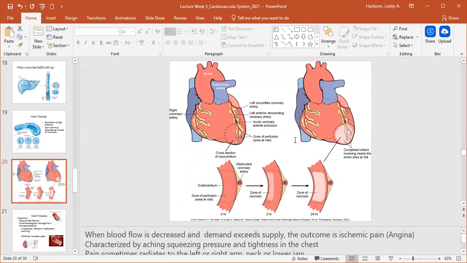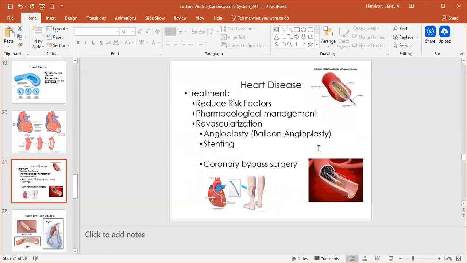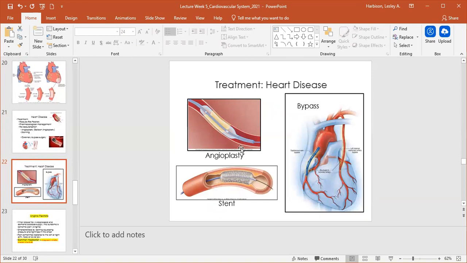This is just another schematic showing how if an area gets blocked or has reduced blood flow, it can start to die. And that's when somebody would have a cardiac event. For treatments: reducing risk factors, lifestyle changes, pharmacological management, and sometimes surgery is also a part of managing heart disease. Different kinds of treatment: angioplasty, placing of a stent, or a bypass, where they take a vein from a part of the leg and graft it into the heart as a bypass. Blood will go around here because this area is all clogged up.